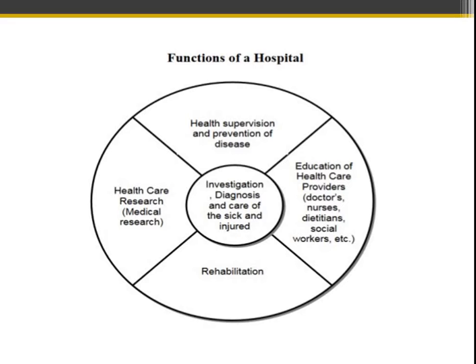This is very important because research in the hospital or in healthcare is needed as there are lots of diseases, one after another. There are many diseases which keep coming, and for them research is very important. And the last one would be investigation, diagnosis and care of the sick and injured. This is an important function of a hospital. So under this we could understand that there are 5 functions of a hospital, which are considered the primary functions of a hospital.